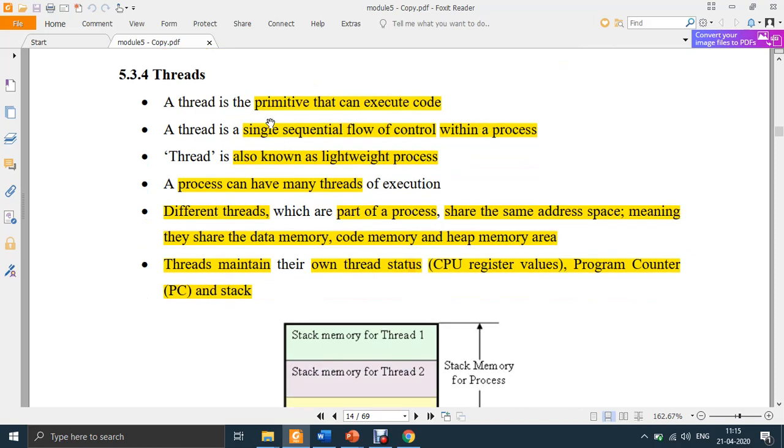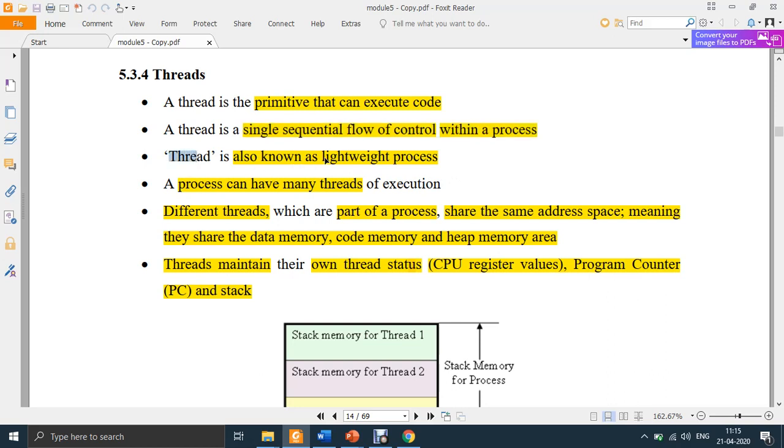Next we will move on to threads. As I told, a thread is the basic unit of execution, the primitive that can execute the code. Primitive means basic unit. It is a sequential flow of control within the process, that is, it executes one instruction after the other, the next one after the other.